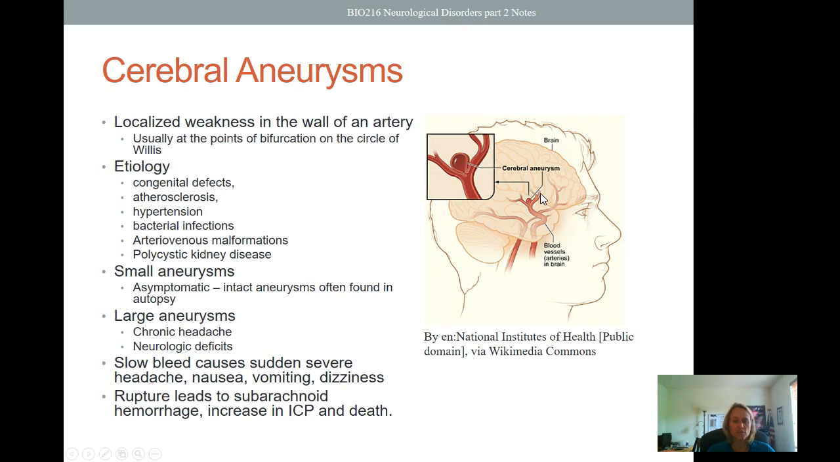Small aneurysms can be asymptomatic. So, in fact, a large number of intact aneurysms are found on autopsy. Large aneurysms can cause a chronic headache and neurological deficits. If we have a slow bleed, that can cause sudden severe headache, nausea, vomiting, and dizziness. Rupture and large bleed leads to subarachnoid hemorrhage, increased intracranial pressure, and death.